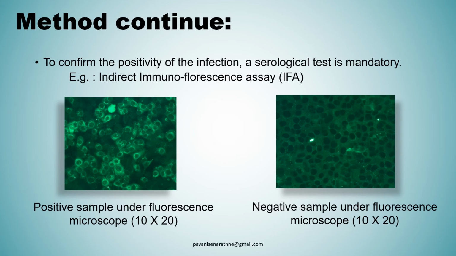Thailand-like hantavirus. So here you can see an image of how a hantavirus positive patient sample looks under a fluorescence microscope, and how a hantavirus negative sample looks under a fluorescence microscope. And as I already mentioned, hantavirus clinical symptoms are almost similar to leptospirosis, so in order to confirm an infection, a serological test is mandatory. So the method is rather simple.